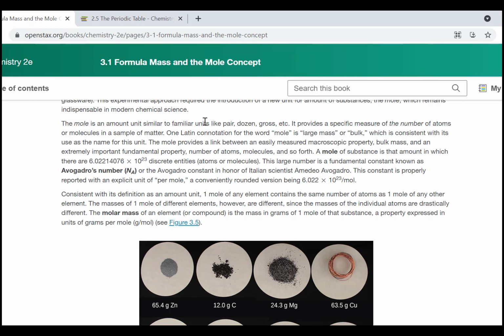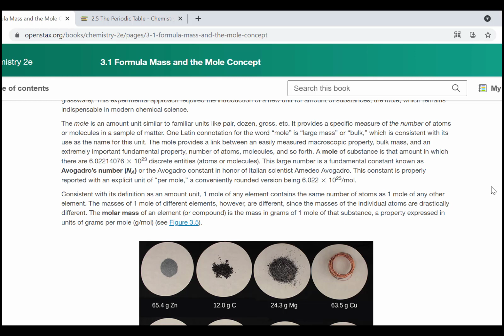Other words we use in this way are words like pair or dozen. So when we say pair, we mean 2. When we say dozen, we mean 12. The word gross means a dozen dozen, so 144. There are other examples of words that when we use them, we mean a very specific number.